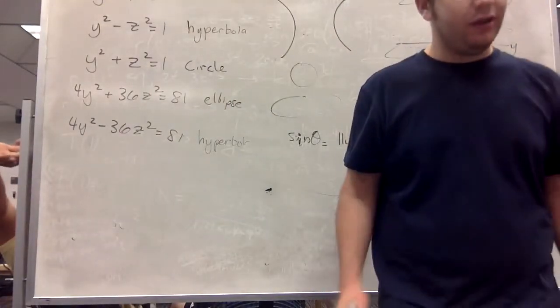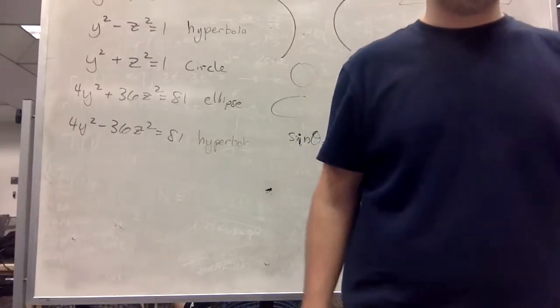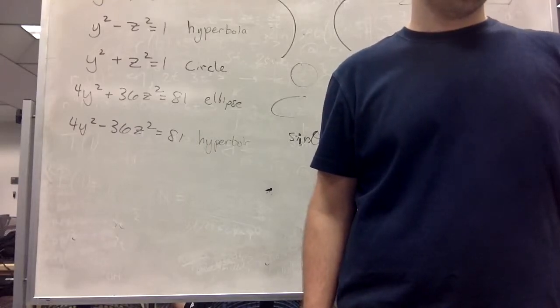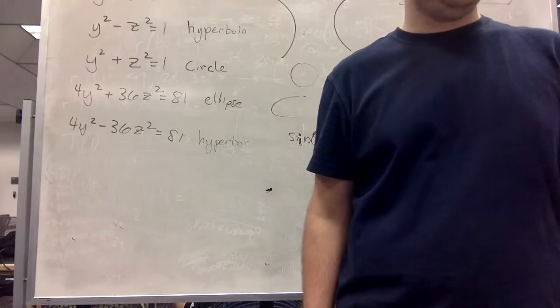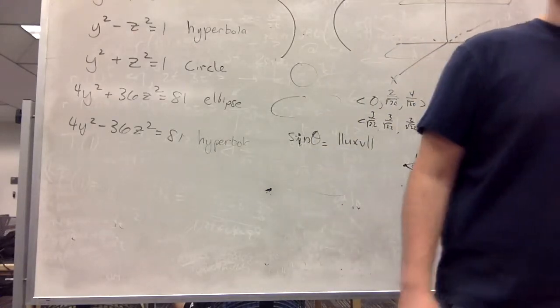The next one: u cross v over the magnitude of u times the magnitude of v is equal to sine theta, where theta is the angle between u and v. True or false? No. Why is it false? It's supposed to be a magnitude on the top, the magnitude of u cross v.